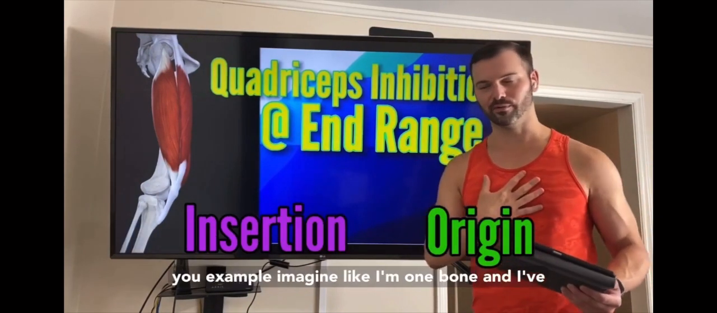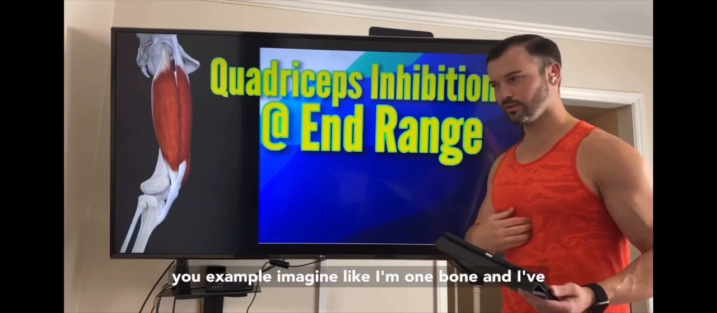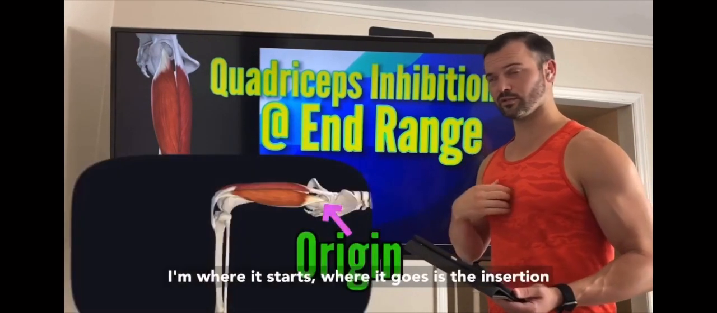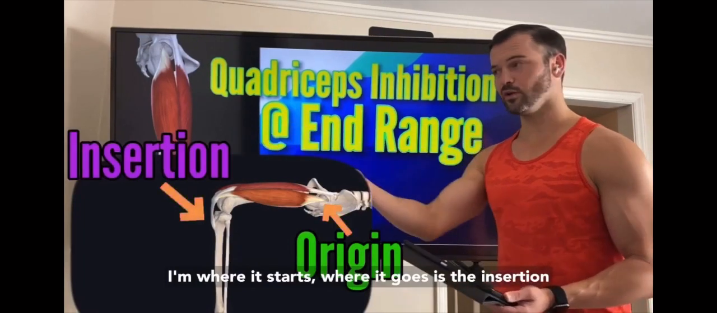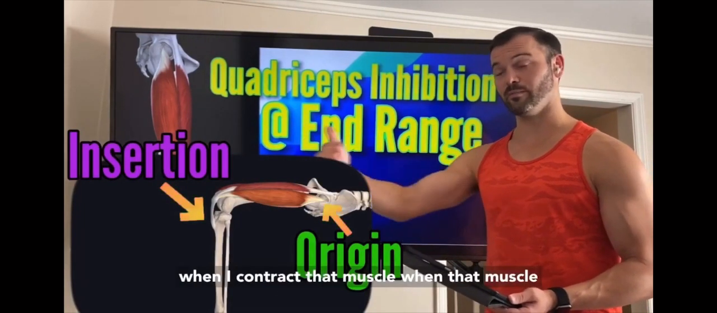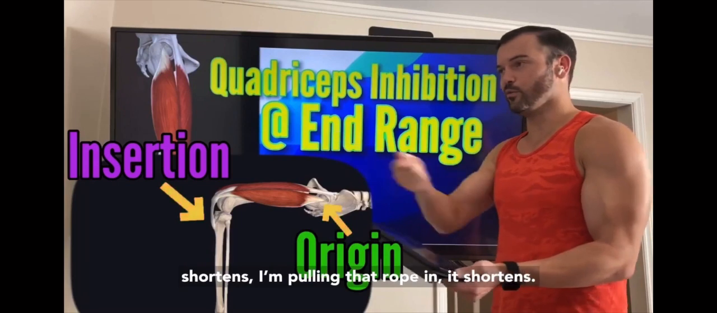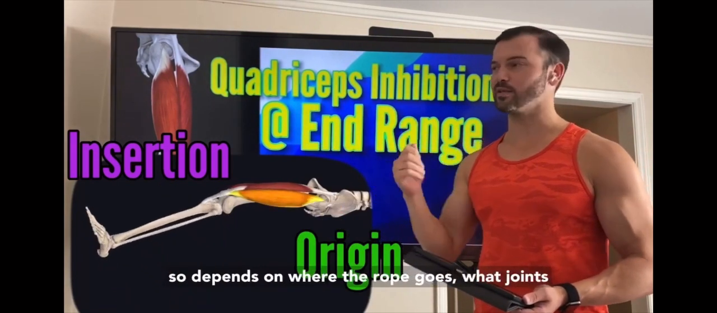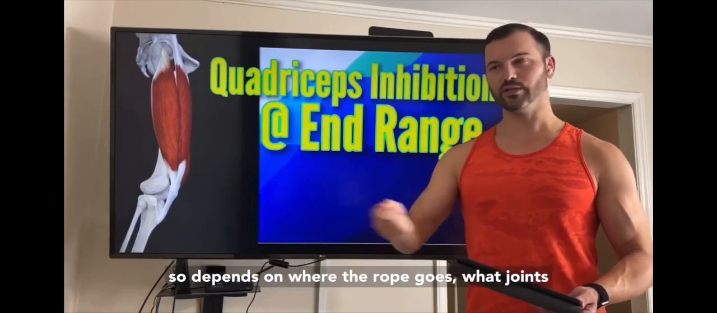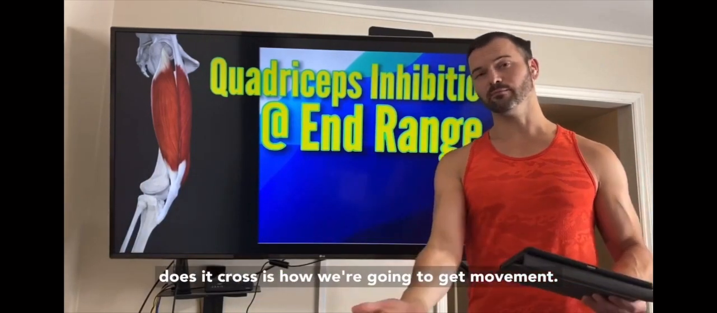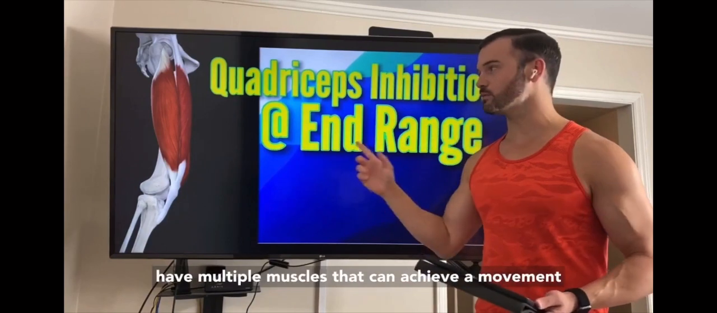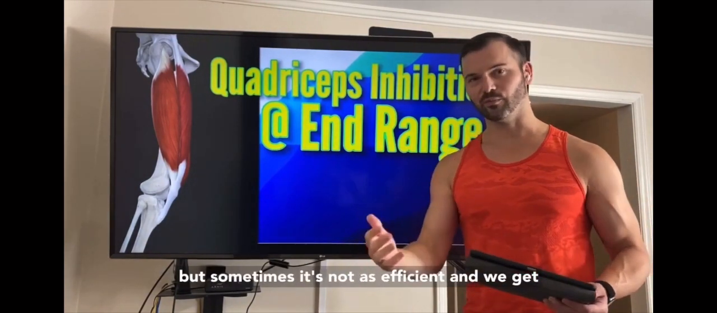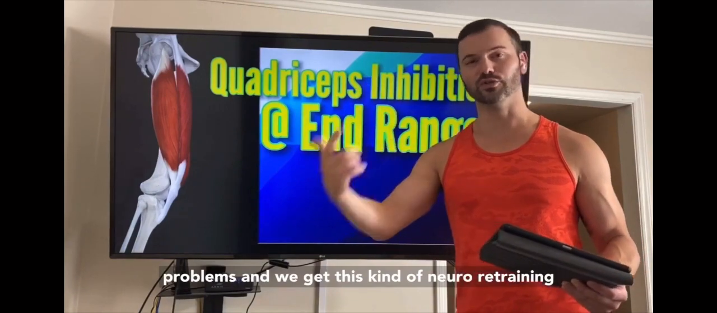To give you an example, imagine I'm one bone and I've got this long rope going into another bone. I'm where it starts. Where it goes is the insertion. When I contract that muscle, when that muscle shortens, I'm pulling that rope in, it shortens, and that other bone moves. So it depends on where the rope goes, what joints it crosses, as to how we're going to get movement. That's important because you have multiple muscles that can achieve a movement, but sometimes it's not as efficient and we get problems and this kind of neural retraining.